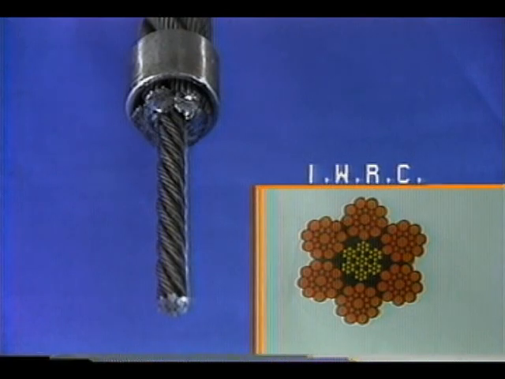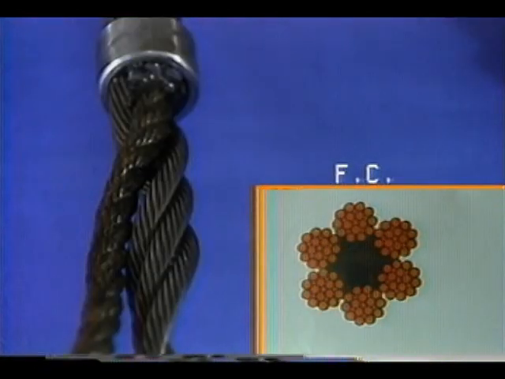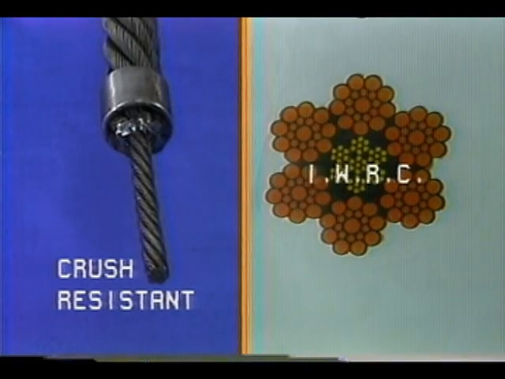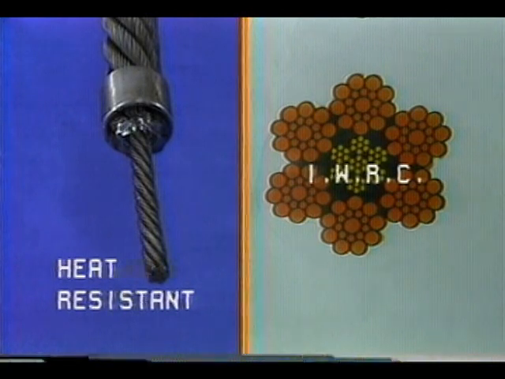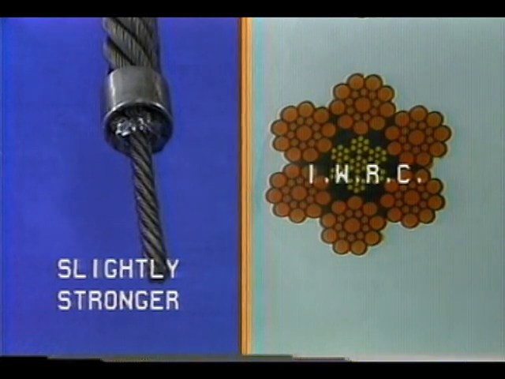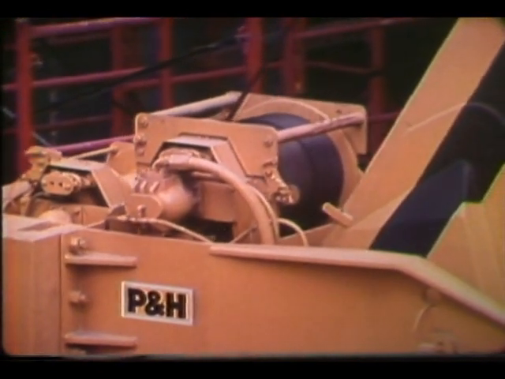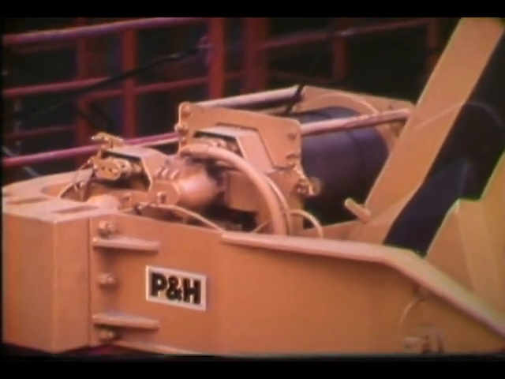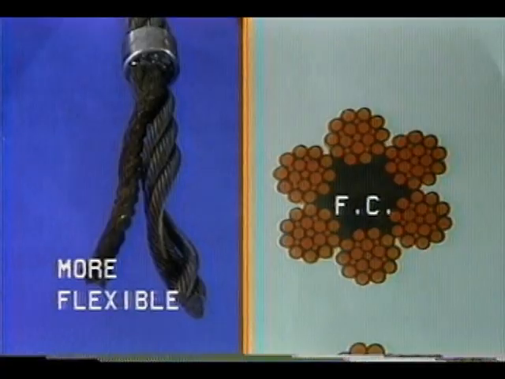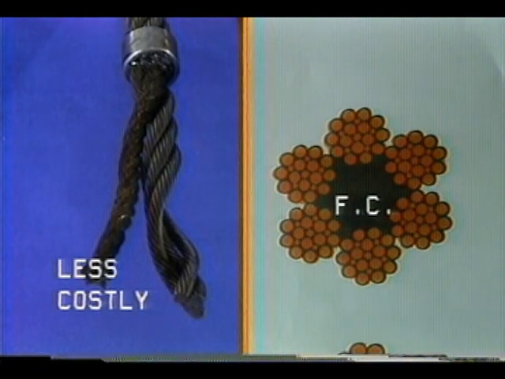Wire rope is generally independent wire rope core, IWRC, or fiber core, FC. The fiber may be synthetic or natural. Rope with independent wire rope core is more crush resistant than fiber core rope. It is also, to a certain degree, heat resistant and is slightly stronger than fiber core rope of the same diameter and construction. Wire rope core would be used, for example, where there are multiple layers of wire rope on a take-up drum or winch. Fiber core rope is more flexible than wire core rope of the same diameter and is also less costly.